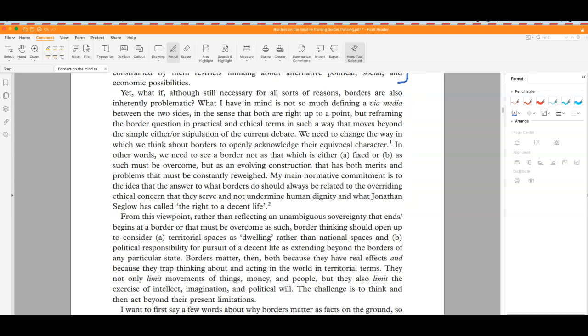What if, although still necessary for all sorts of reasons, borders are also inherently problematic? What I have in mind is not so much defining a via media, and this means middle way, between the two sides, but reframing the border question in practical and ethical terms in such a way that moves beyond the simple either-or stipulation of the current debate. So you can see what he's done here. This is my purpose. A middle way.